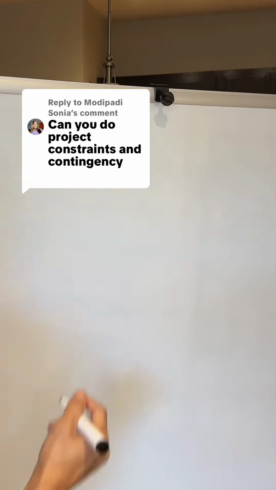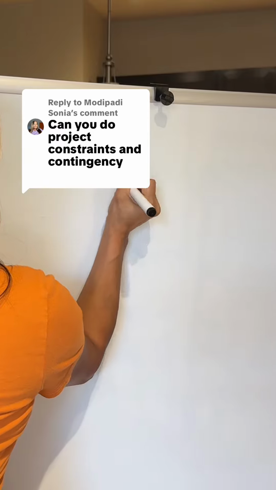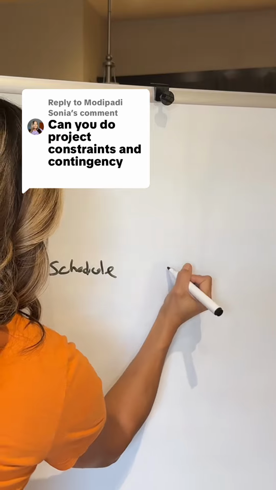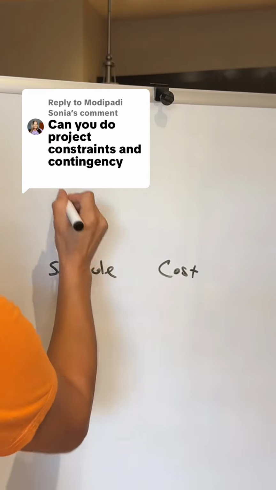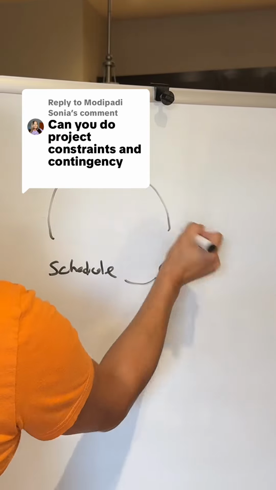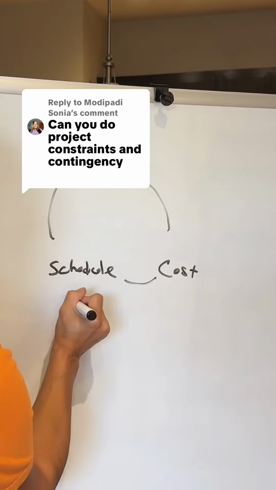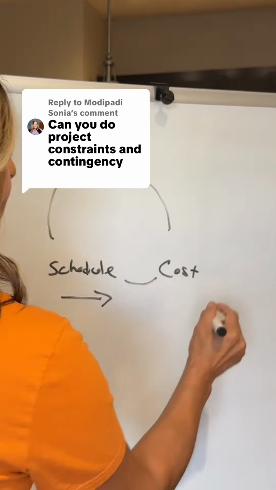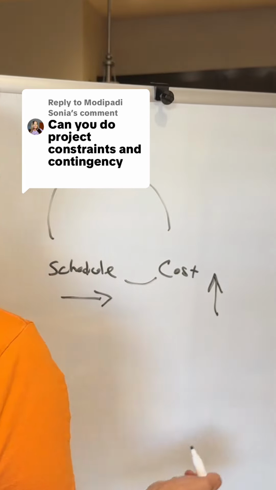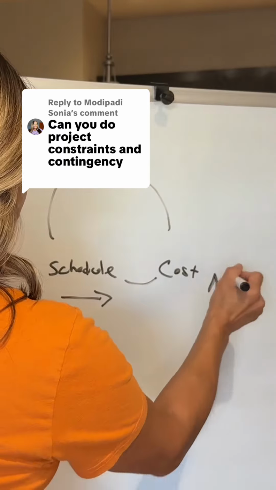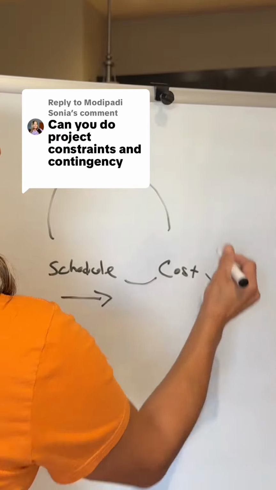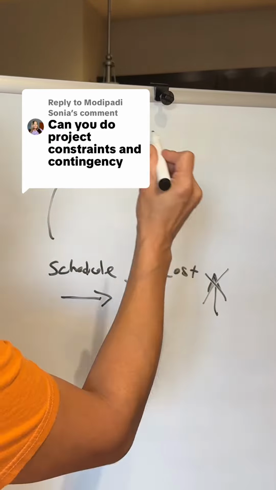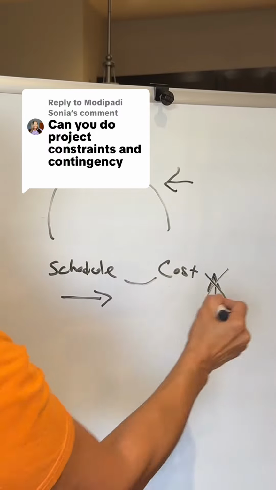So if we take the triple constraints, we've got scope, we've got schedule, and we've got cost, right? Well, these are all interdependent, right? So if anything happens, say for example, there's a change to the timeline and we have to extend that timeline, well, that could easily mean that the cost will increase. And say there's a budget cut. Well, then we may have to cut some of the scope out. You see, any kind of change can impact the other.